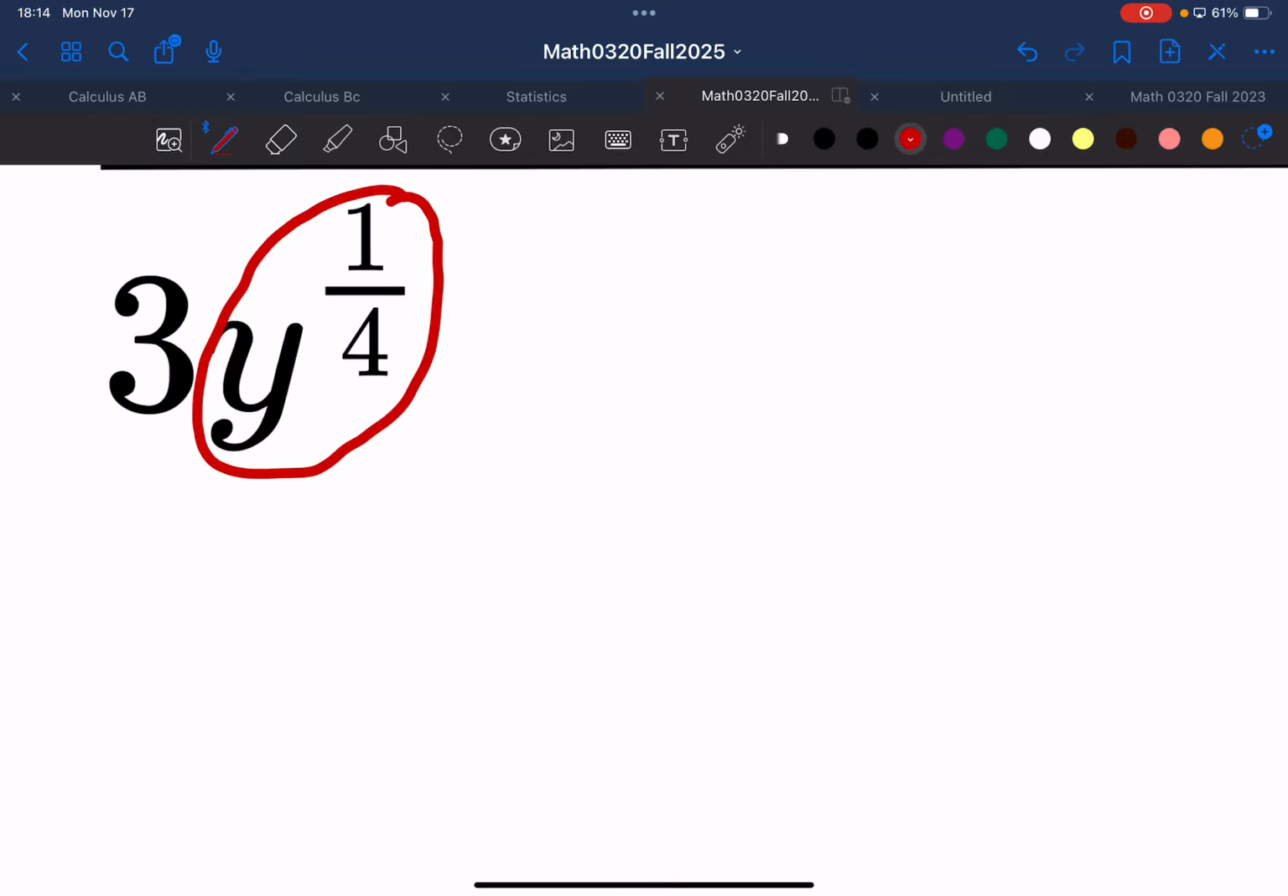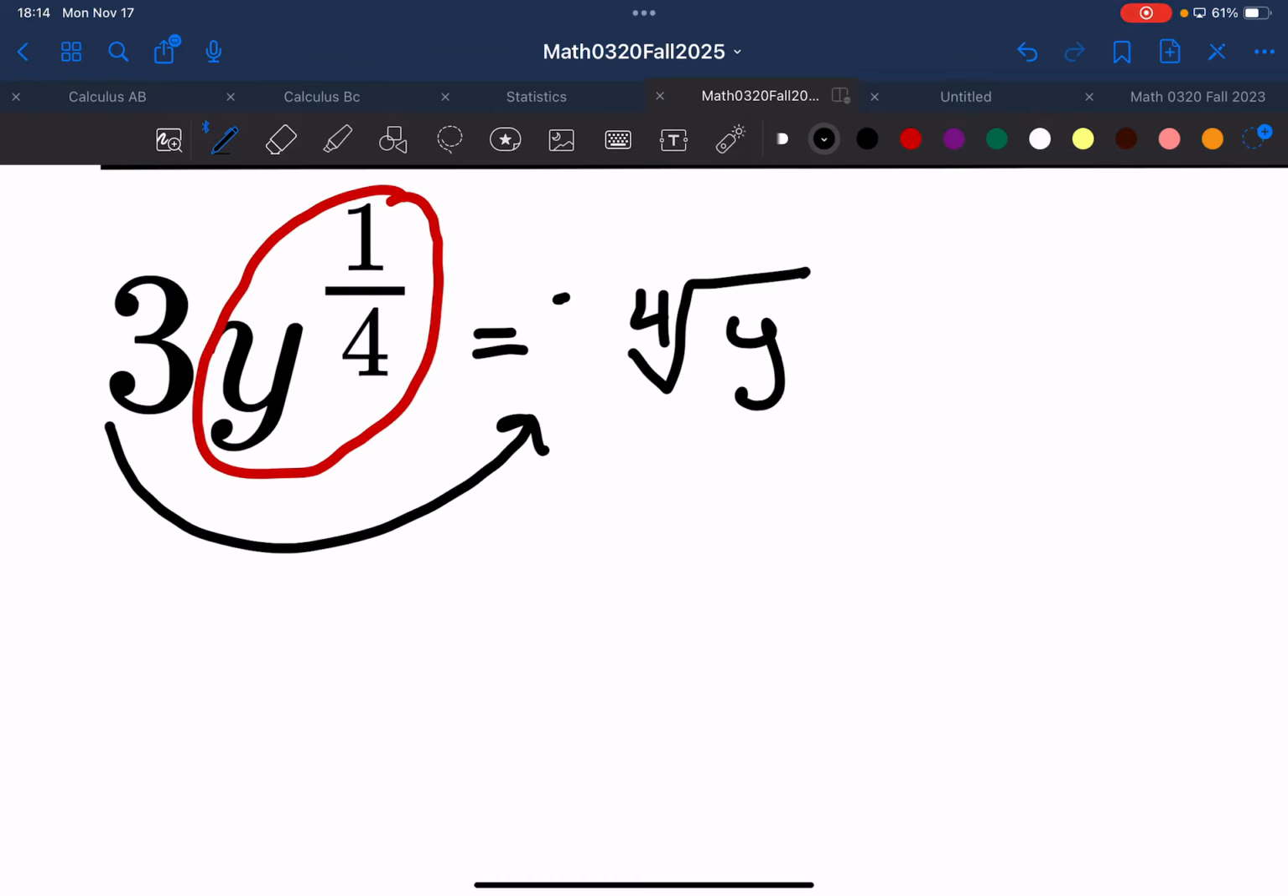We're going to simplify the y to the 1/4 and then just put a 3 in front of it. Okay, so we know that y to the 1/4 is the same as doing what root? The 4th root of y. And the 3 that was in the front, we're just going to bring it to the front of our answer here, which means my answer is 3 times the 4th root of y. And again, that was because the 3y was not in parentheses. The 3 is not inside the root. Yes, it's 3 times the 4th root of y.